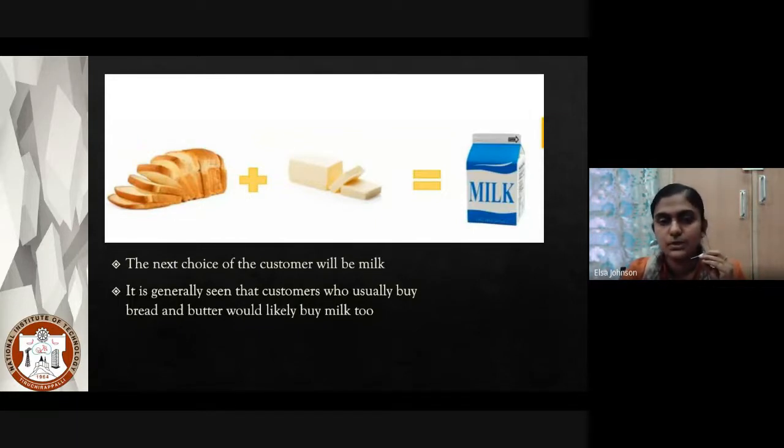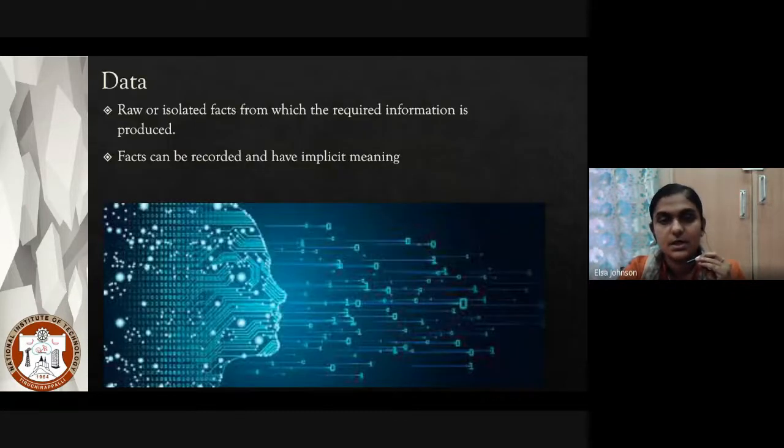So how are they doing that? Do you think there is a man sitting behind each and every customer who comes to Amazon and recommends it? No, it's not done like that. It takes only a fraction of a second. So it is done by a machine learning algorithm, which gives recommendations based on what other customers have done in the past. Okay, so that is how data science works, and it is very important nowadays. So moving on to data.